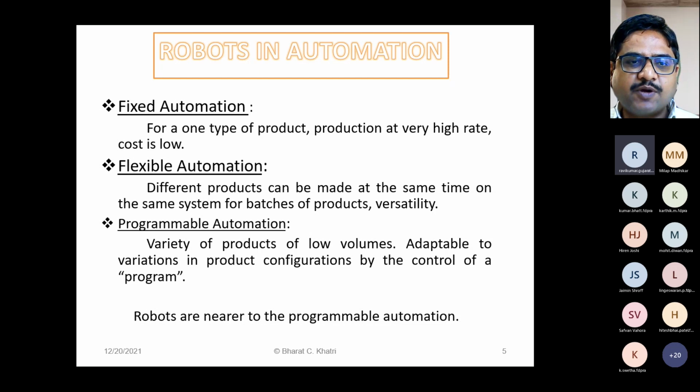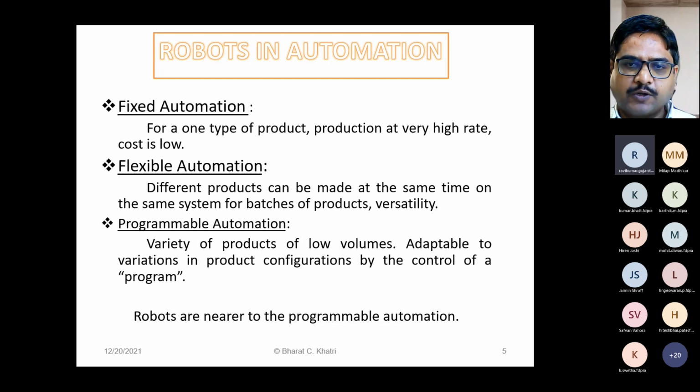The second one is flexible automation, where different products can be made at the same time on the same system for a batch of products with versatility. So a limited number of products, meaning different products, but a limited number of products, can be made. It is not fixed for a single one, and it can be made for a number of products. So that is flexible. And the third one is programmable automation, where a variety of products with a low volume. Either you can go for 1 or 2, 3, 4 pieces. You don't require the batch.